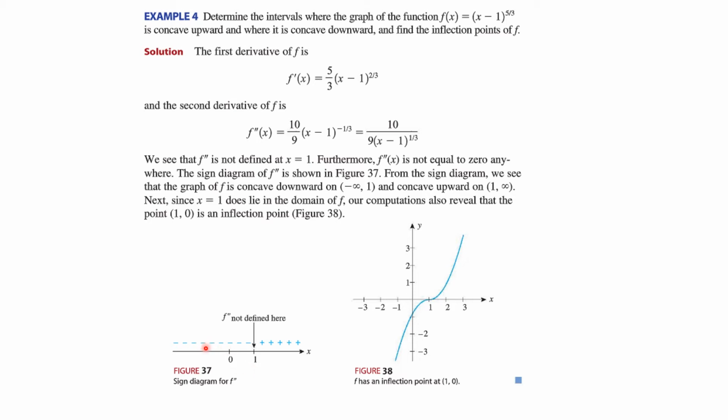So we pick values less than 1, and we see f double prime is negative, and for values greater than 1, we see f double prime is positive. So that means it does change concavity, and that means that is an inflection point. That means it's concave down over here and concave up over here. And so that means the answer is it's concave downward on minus infinity to 1 and concave upward on 1 to infinity.